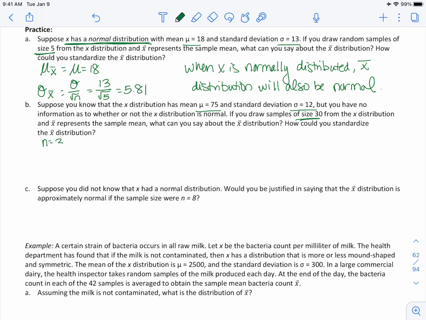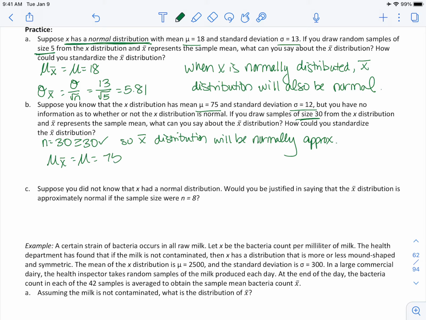So our n is equal to 30, which is greater than or equal to 30, so we are okay. So our x bar distribution will be normally approximated. Our mu of x bar is equal to our mu, which in this case is 75. Our sigma of x bar equals our sigma divided by root n, which is 12 divided by root 30, and that's going to give us 2.19.